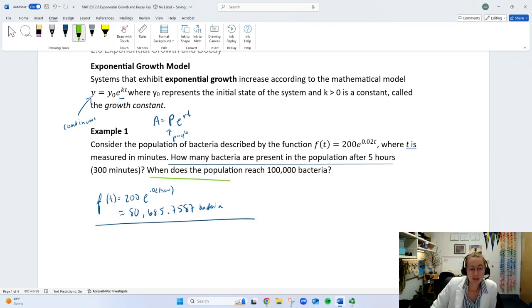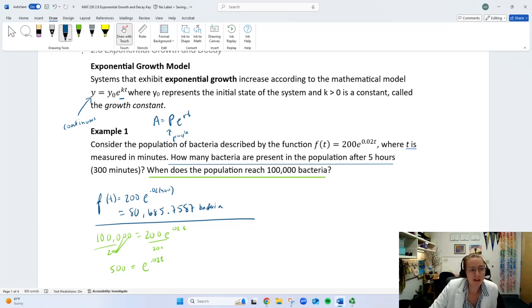Okay, second question, when does the population actually reach 10,000? Well, that's not my T, that's actually what my f of x is. Sorry, 100,000. So 100,000, and I'm looking for when that happens. So my t is just going to stay as a t, and that's what I'm actually going to solve for. When I divide by 200, I should get 500 there. Yep. And then e to the 0.02t.